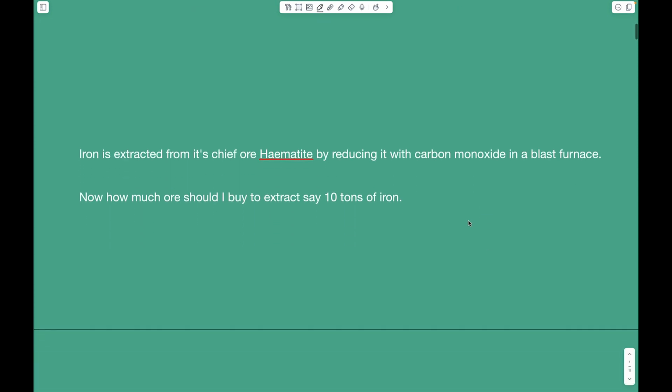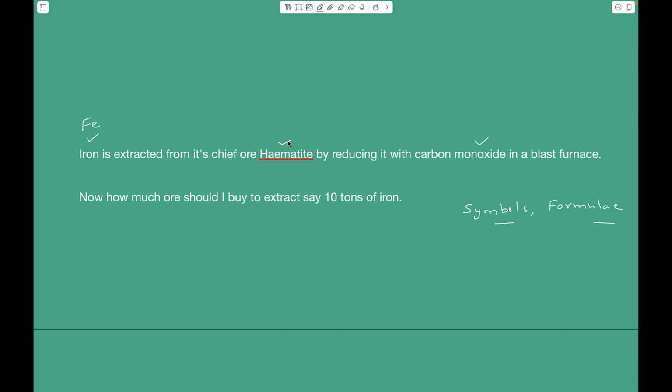Now, what is this system? In this system, we assigned symbols for all the elements and we experimentally determined the formulae of all the compounds. And we use these symbols and formulae to represent the elements and compounds involved in a chemical reaction. And the symbol we assigned for iron is Fe.